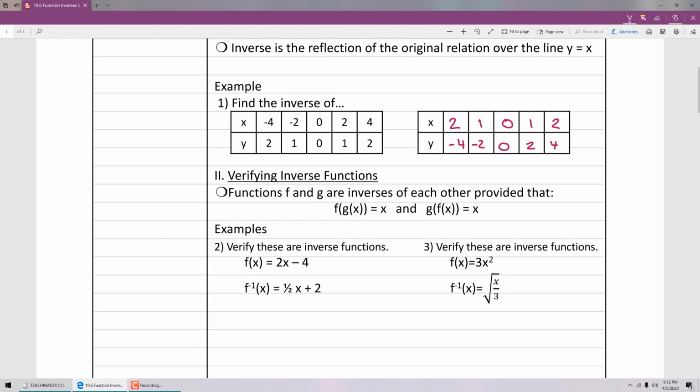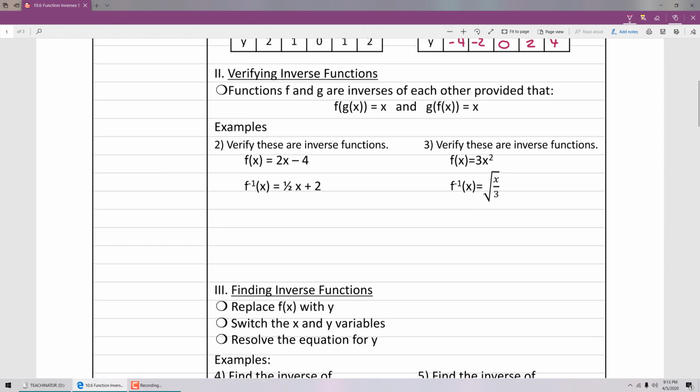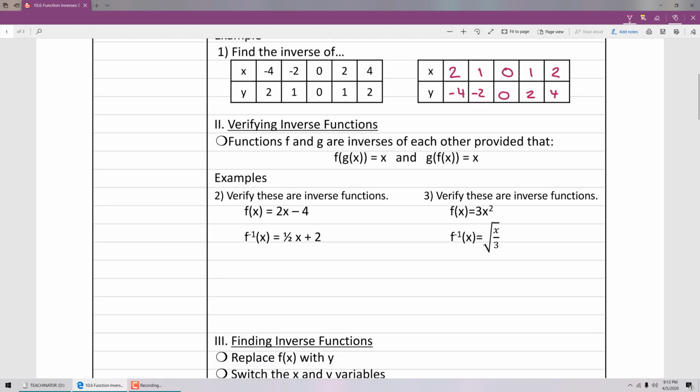Okay, so verifying an inverse function. We've already done this. We're going to be plugging one function into the other function, and if it gives us x, then it is an inverse. And then plug the other function into the first function, and if it gives us x, it is an inverse. So let's verify that these are inverses. I'm going to take our inverse function here, all of this, and plug it in for x.